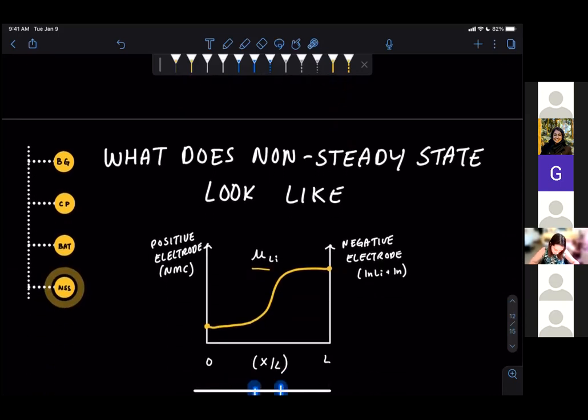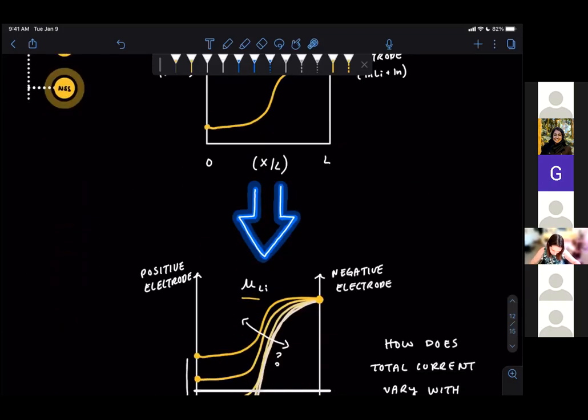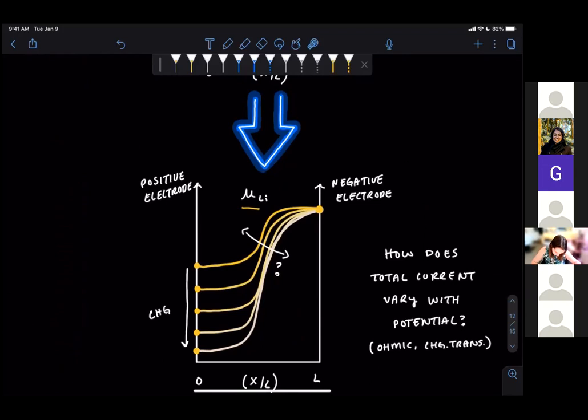So again, we have this chemical potential profile of lithium, where this would be your negative electrode, and this is your positive electrode being NMC, the thing I care about. If we look at what that looks like at non-steady state, now you've got this changing electrochemical potential of lithium. How the total current varies with potential also becomes very important, and it will change essentially what this profile looks like. You might move it left or right.